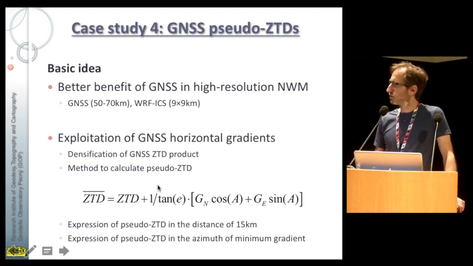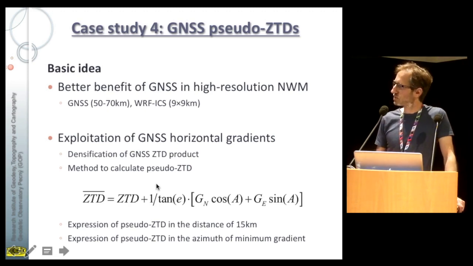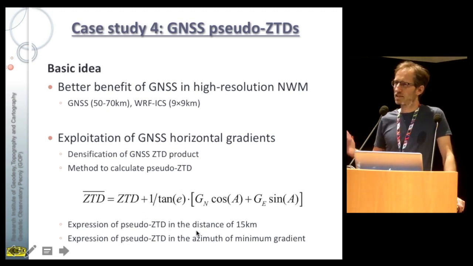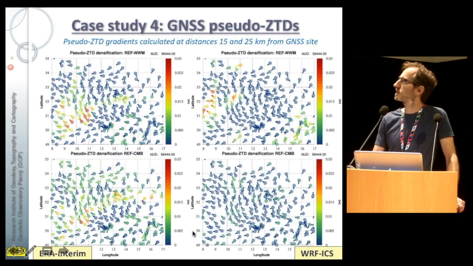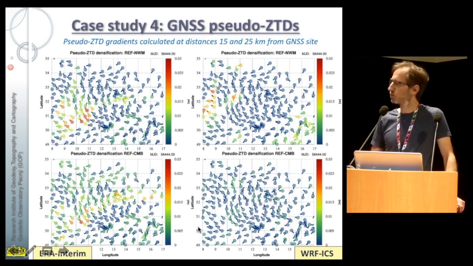So we calculated the pseudo ZTDs for each station at a distance of 15 kilometers in the direction of the minimum gradients. Here is a snapshot of how it works. In fact, there are two cases, pseudo ZTDs 15 kilometers and 25 kilometers away, and these were again used as input points and control points for the assessment. And you see again it was applied only for the high resolution model, the operational WRF.